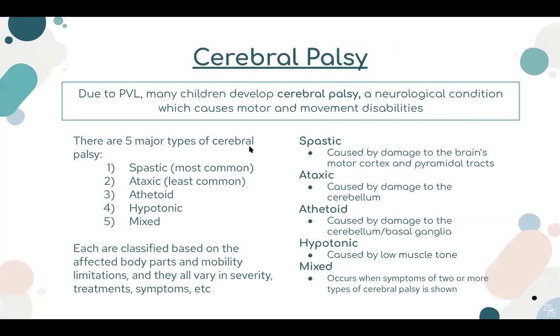So with PVL, many children do develop cerebral palsy, which is a neurological condition that causes motor and movement disabilities. There are 5 types of cerebral palsy: spastic, which is basically caused by damage to the brain's motor cortex and pyramidal tracts; ataxic, which is the least common and is caused by damage to the cerebellum; athetoid, which is caused by damage to the cerebellum and basal ganglia; hypotonic, which is caused by low muscle tone; and mixed, which basically occurs when symptoms of 2 or more types of cerebral palsy are shown.